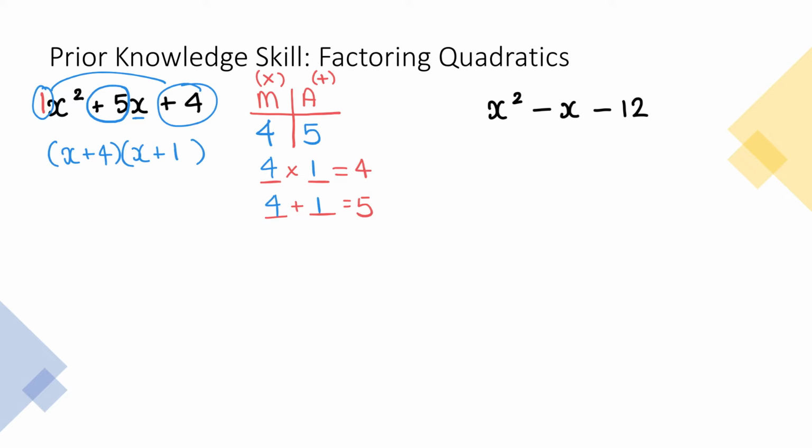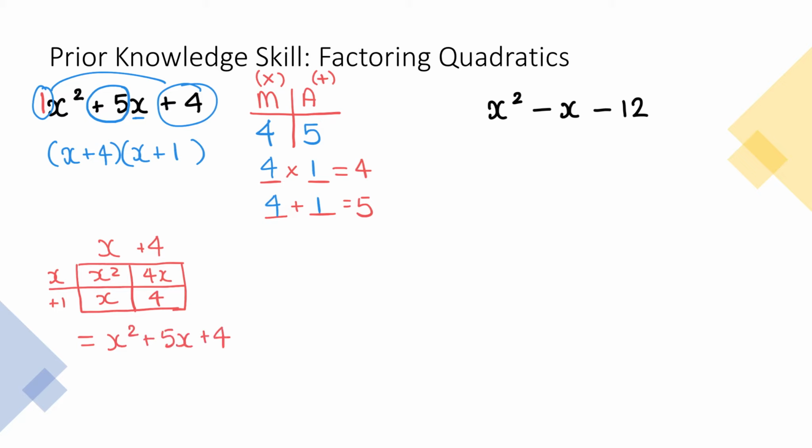And why this works? Well, we know how to expand this out to double check. So we could expand this out to double check, and I'm going to use the area model to show us how we could do that. So let's do the area model. We have an x, and we have a plus 4, and we have an x, and we have a plus 1. We do our area model. X times x is x squared. X times 4 is 4x. X times 1 is just an x. 1 times 4 is a 4. And then if we add up our area, we're going to get x squared plus 5x plus 4, which brings us back to our original expression that we had.